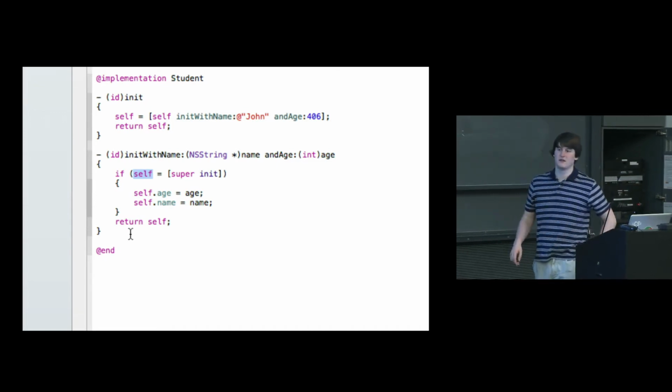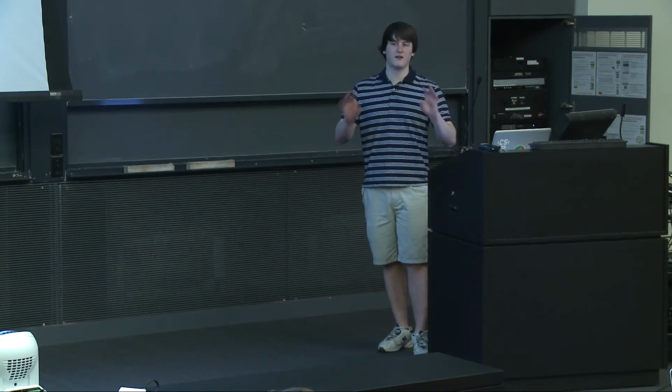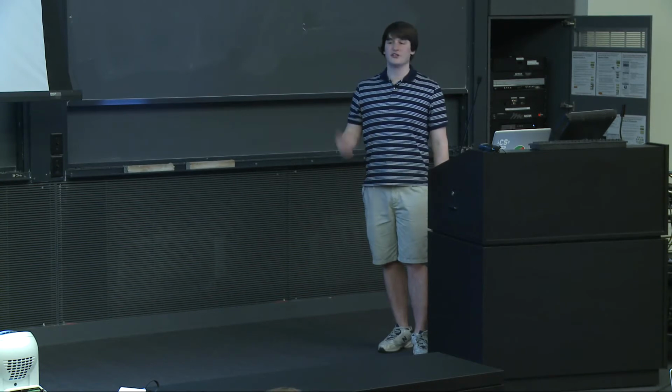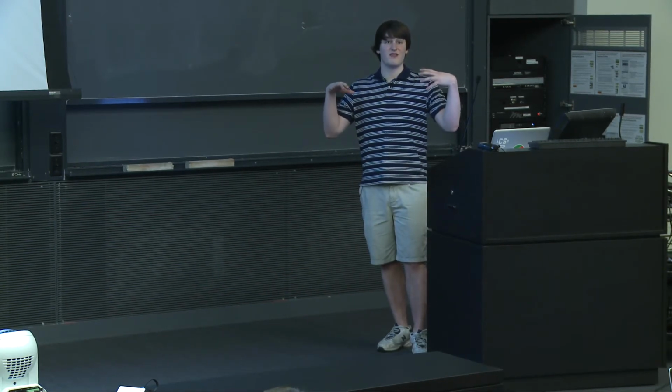Is self similar to this in Java? Yes, yes, yes. Self and this are two things you see in languages. There is no this in Objective-C. They just call it self. It means this current object.